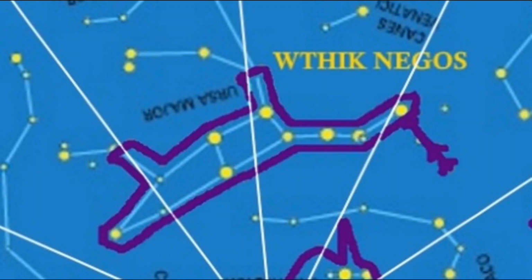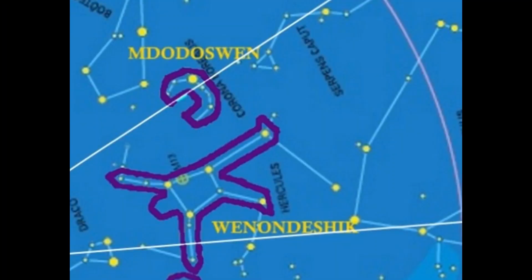If you look at what is called the Corona Borealis, it looks like a horseshoe shape, kind of. We see that as a sweat lodge, Mdodoswin. Mdodoswin is the sweat lodge constellation. And you'll notice that it is a spring constellation. That is the time in which we are supposed to fast when this is out there.